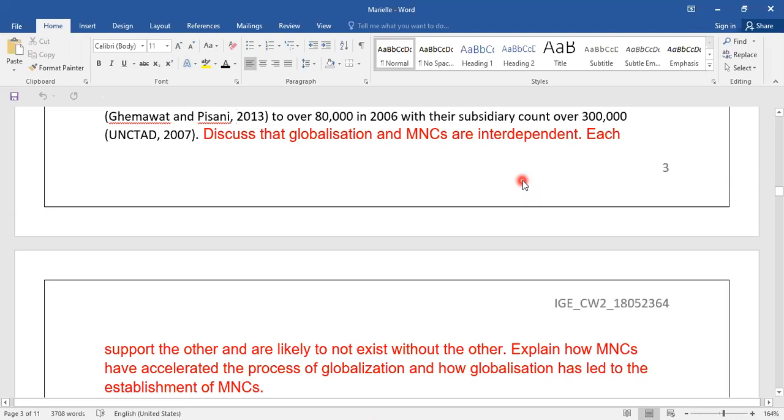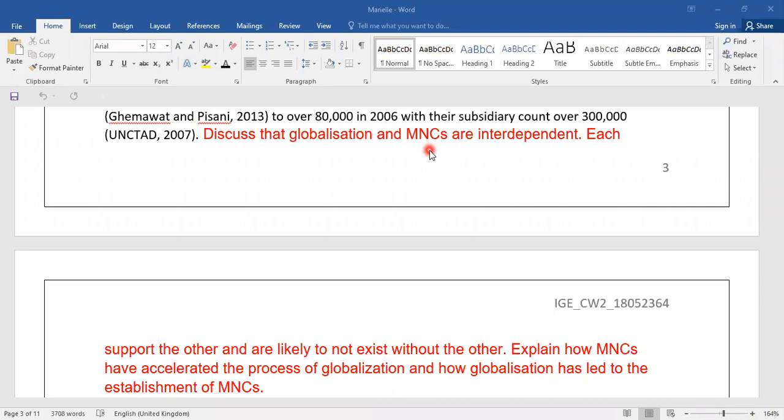All right. So we are continuing, and the purpose of this class is to identify common errors. I have documented a page of common mistakes, and what we are doing is going through Mariel's work to show these common errors and how to overcome them. So Mariel did in fact discuss the interdependence, but it would have been clearer if she had made the statement that globalization and MNCs are interdependent and they cannot exist without the other. Something of that nature, and then you would explain. Let's continue with our discussion.